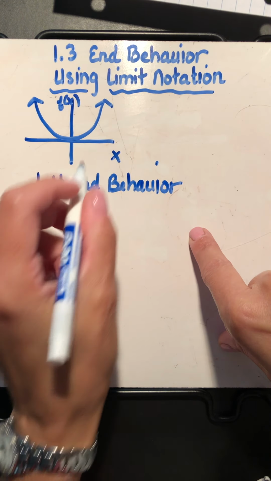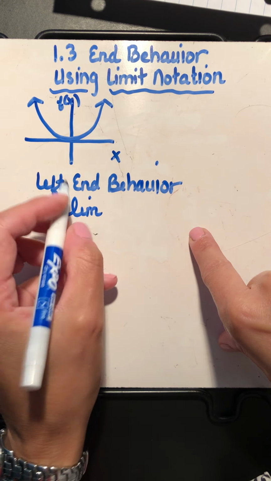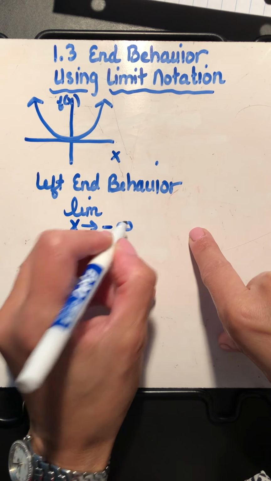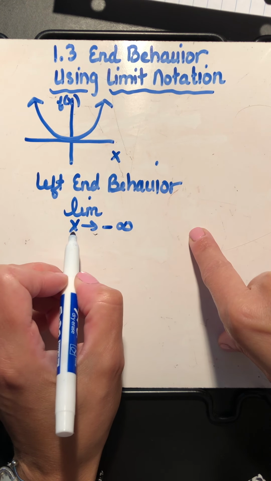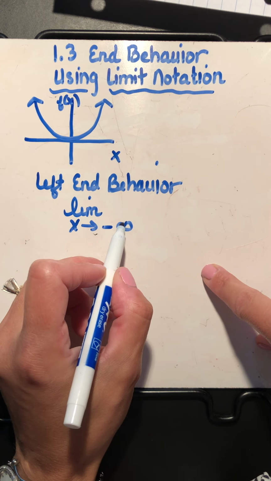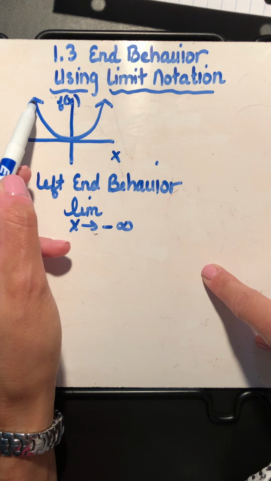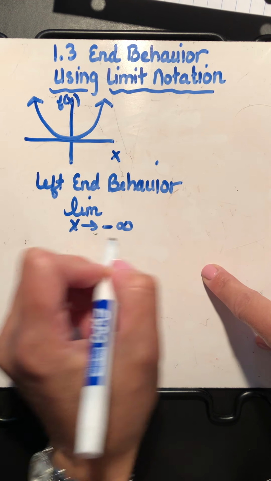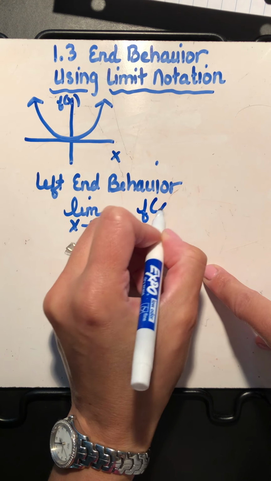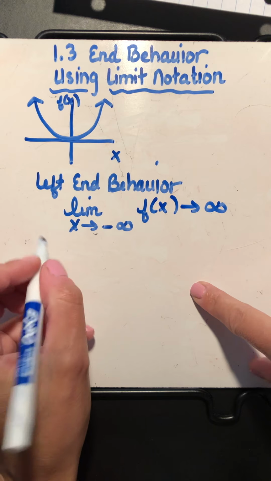I'm going to use the limit notation, take the limit as x approaches negative infinity. So it's saying, if I'm going to travel to negative infinity, what's happening to the y value on the very end of the function? And you can see that the y value is heading towards infinity. So the limit as x approaches negative infinity of f of x approaches infinity. That is the left end behavior.